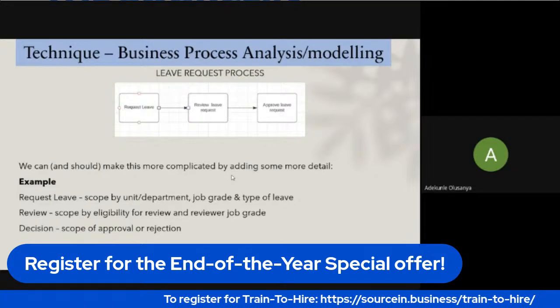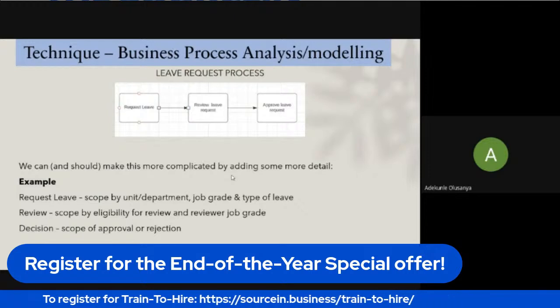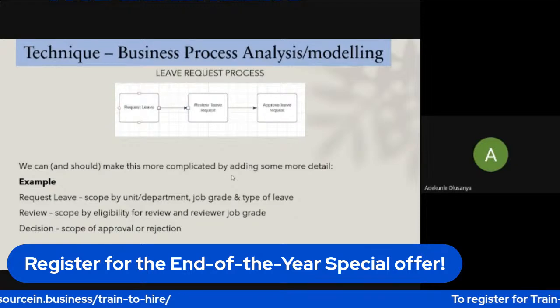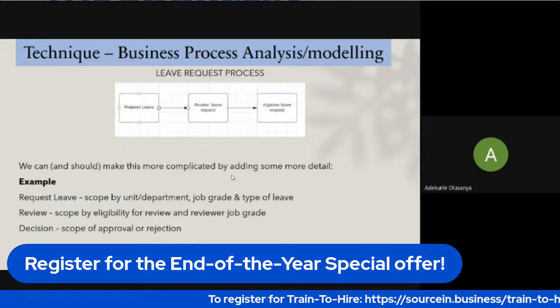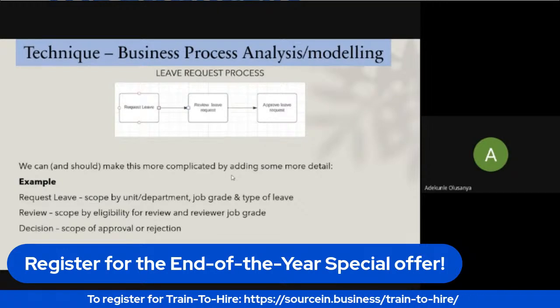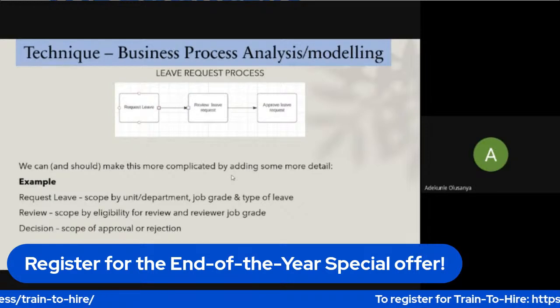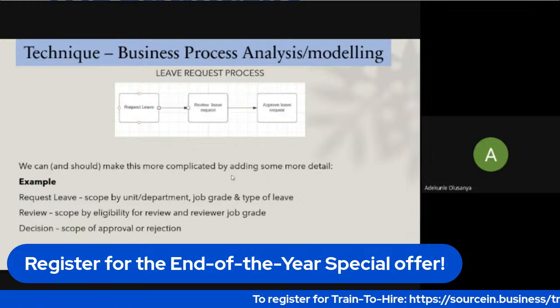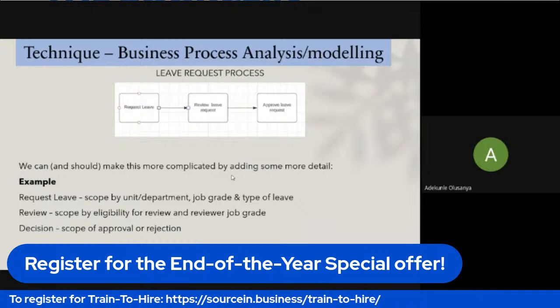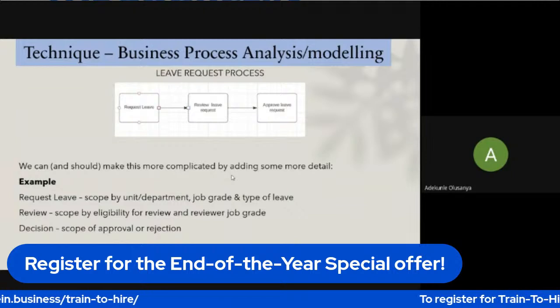What I mean by that is this: you want to also draw the process in such a way that it shows whether or not the leave request is eligible for review. So in other words, let's say in your organization, leave requests can only be entertained in the first week of the month, unless it's an emergency leave or compassionate leave. So what it means is if you send any leave request from the second week of the month, it will not be reviewed in that month. You see, so you can also scope it by that. Then scope by reviewer job grade. What's the job grade of the person that reviews your leave?